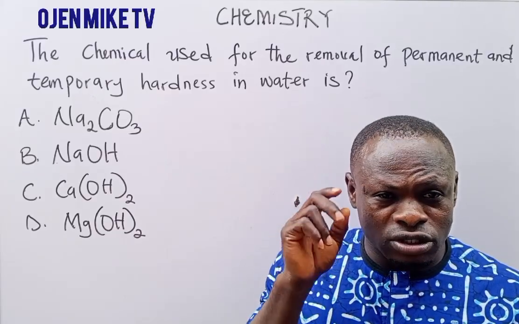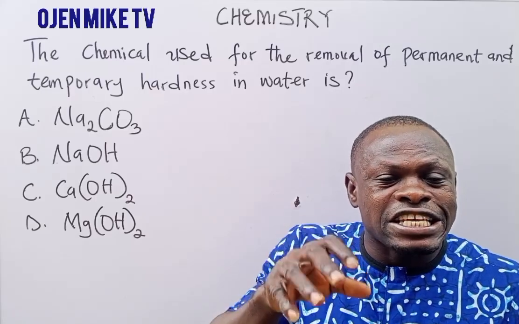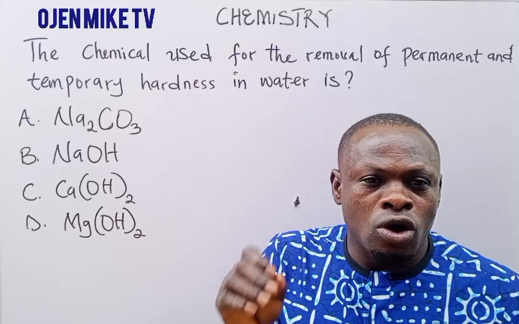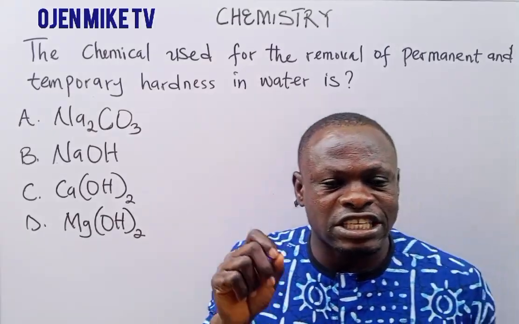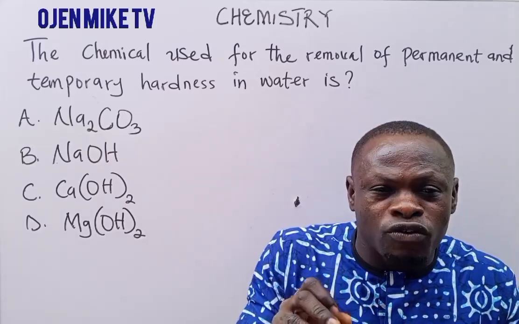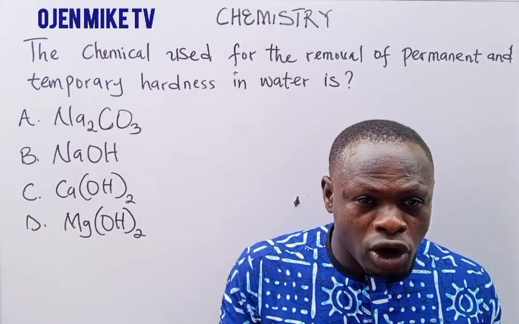Temporary is a type of hard water that can easily be removed by what? By boiling. While permanent hardness of water is a type of water that cannot easily be removed. In fact, that cannot be removed by what? By boiling. Do you understand?